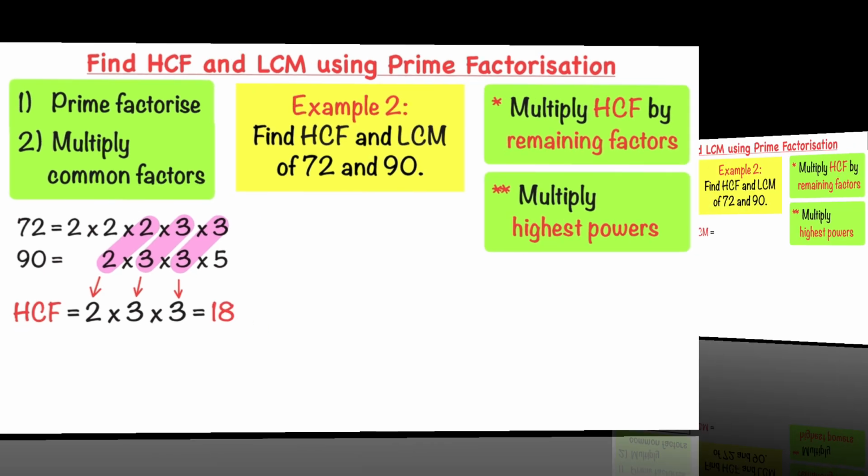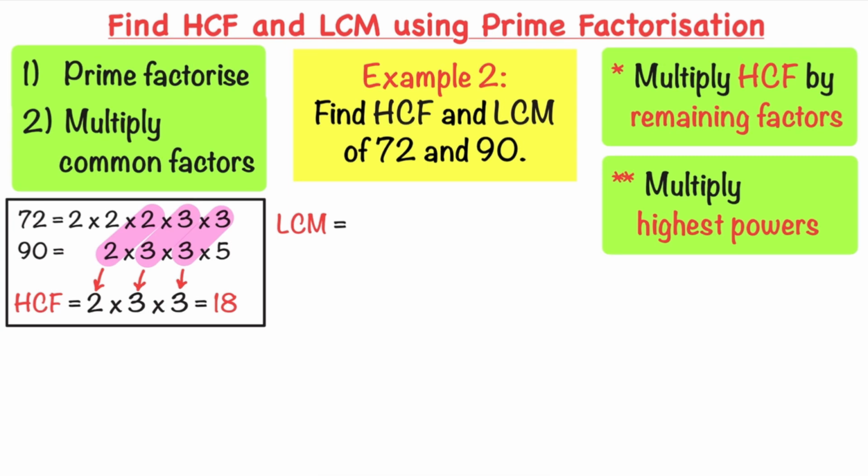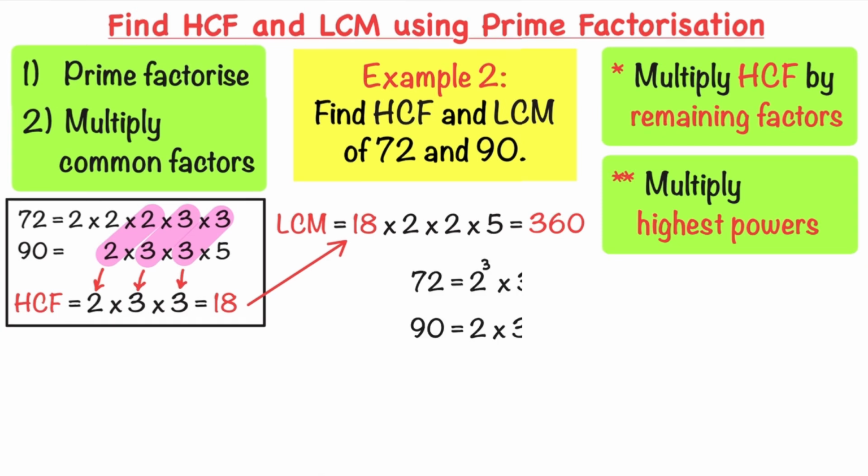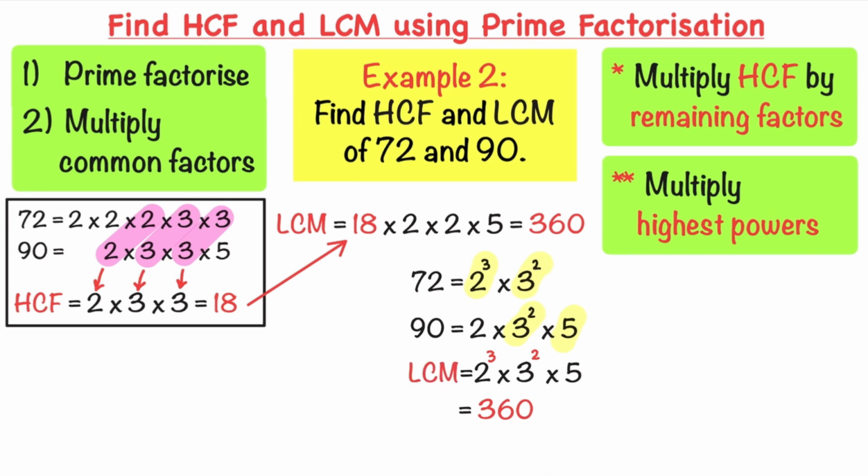Now let's find the LCM. One way of doing it is to multiply the highest common factor by the leftover numbers. So 18 times 2 times 2 times 5, which equals 360. Or take the highest power of each prime factor and multiply them together. 2 cubed times 3 squared times 5, which also equals 360. So the lowest common multiple of 72 and 90 is 360.